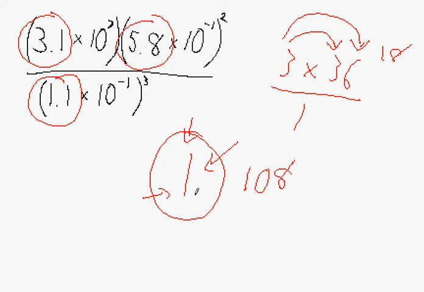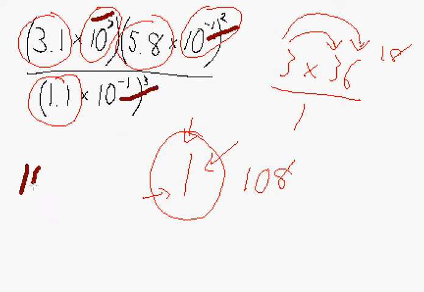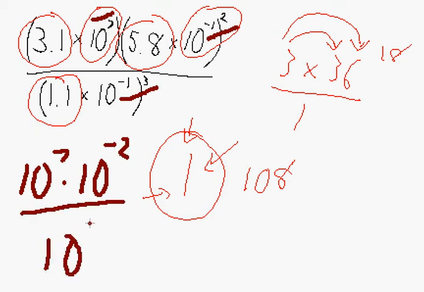Now, if you had more than one answer choice that had the same value, what you would have to do is figure out what the exponent is on the 10. So I'll change the pen color here and make it a little easier to deal with. Okay, so we got 10 to the 7th, 10 to the negative 1 squared, and 10 to the negative 1 cubed down here. So that's going to be a 10 to the 7th times a 10 to the minus 2 over a 10 to the negative 3. So that comes down to 10 to the 5th.